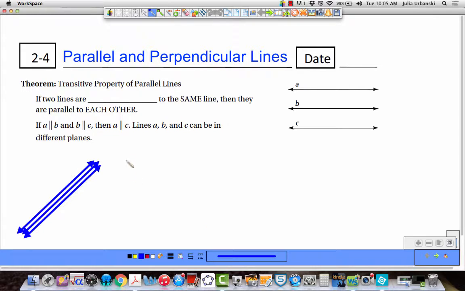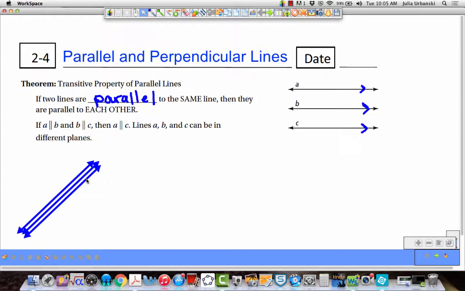If one line is parallel to another line, like this one, if A is parallel to B, put the little parallel markings on. If those two are parallel, but at the same time, B is also parallel to C, what do you think is the relationship between A and C? They're parallel. Yep. So two lines are parallel to the same line. Then they are parallel to each other.